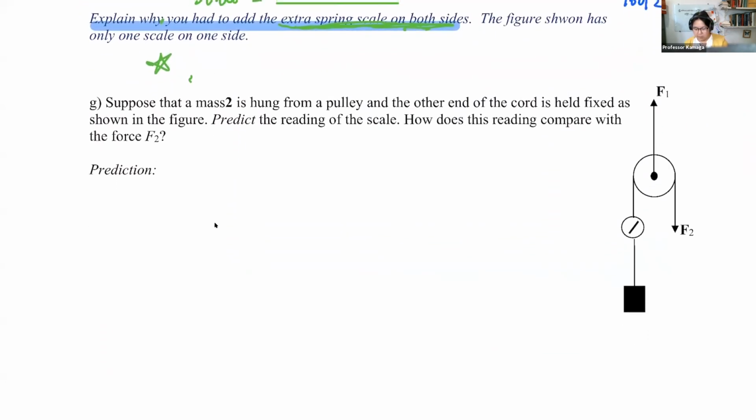Next, now we want to have a collection 2 that's hanging. Toy 2 hanging from a cord like this, and then predict the reading of the scale. So I want you to now predict the reading of the scale here. What does the scale read? How does the reading compare to what you think F2 should be?